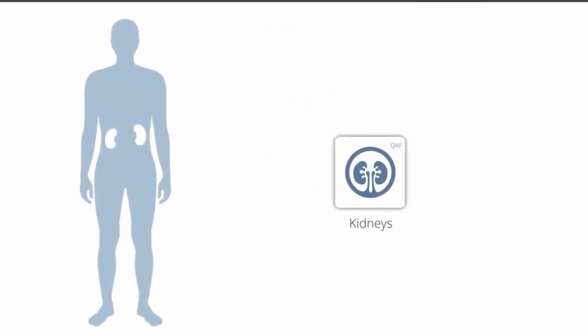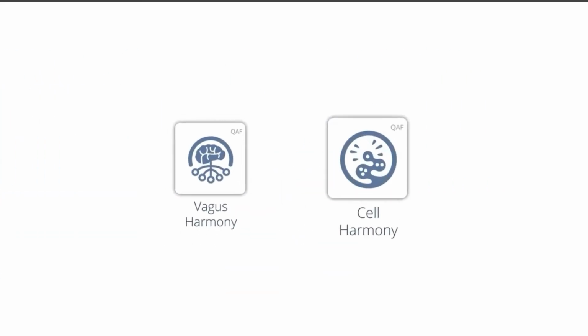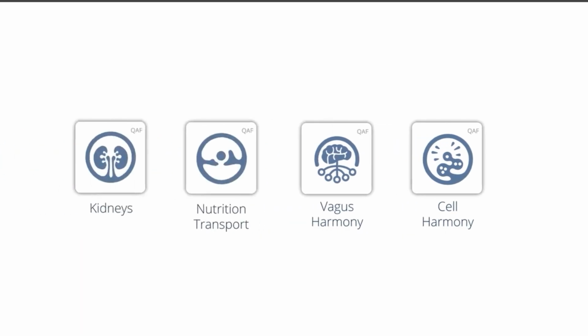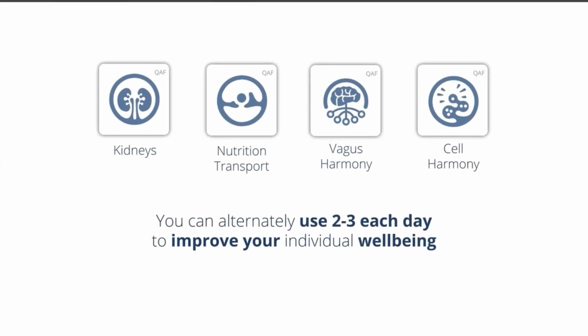Since water is required by the kidneys, the program Kidneys is very well suited as a starting point for your MagHealy hydration journey, followed by the program Nutrient Transport to further harmonize the bioenergetic field. The programs Vagus Harmony and Cellular Harmony are also recommended. Choosing from these 4 programs, you can alternately use 2 to 3 each day to improve your individual well-being. It is also advisable to drink the water as soon as possible after the MagHealy program ends. However, you can also treat a bottle of water in order to then drink it little by little throughout the day.